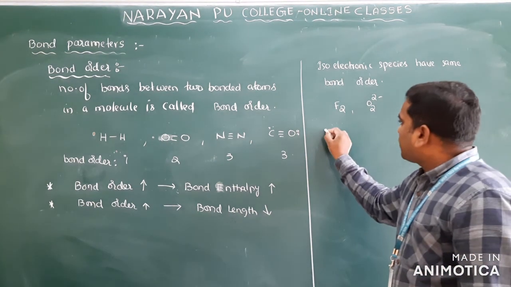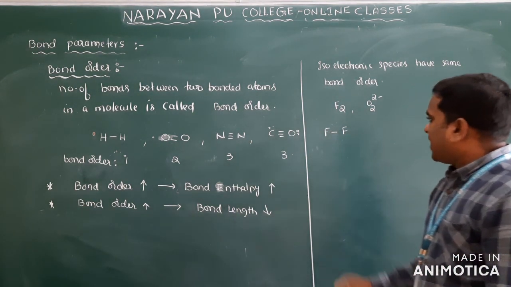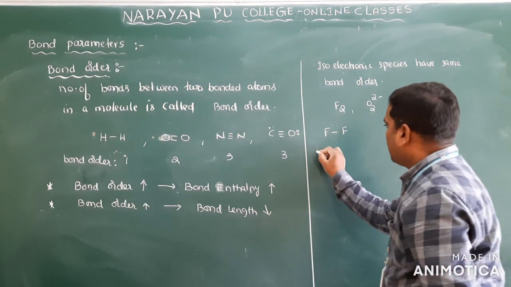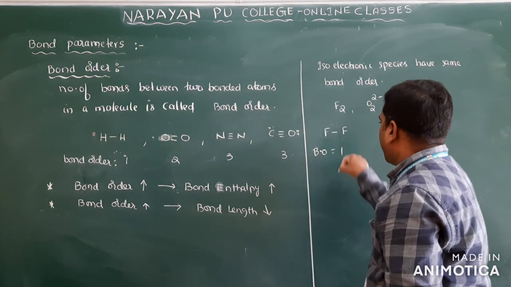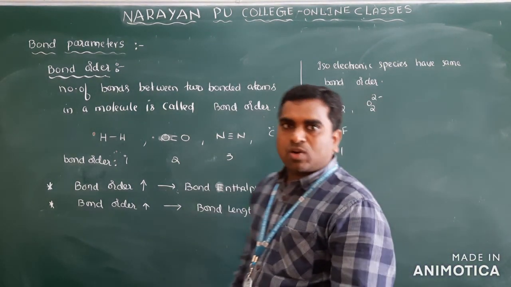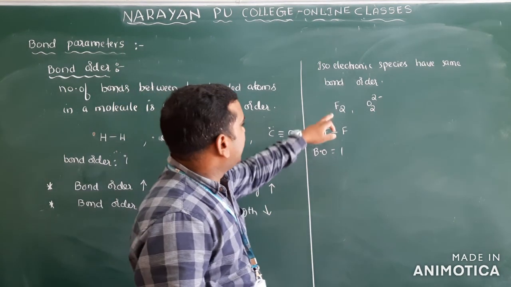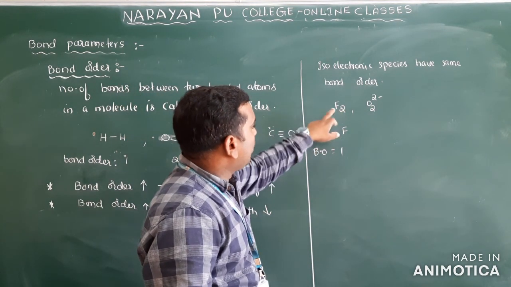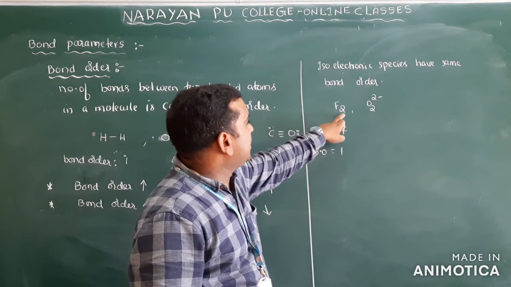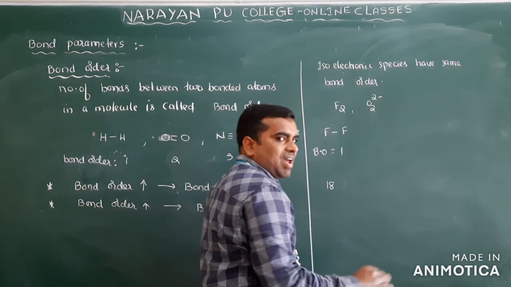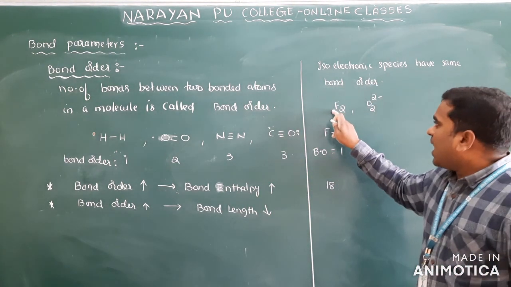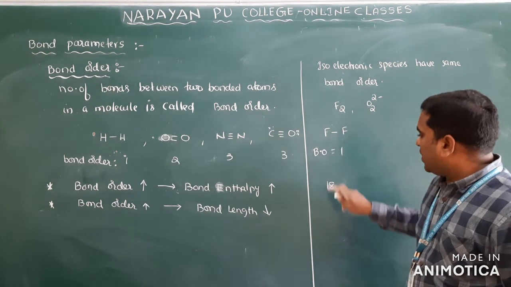You know, F2 we can write as F and F. You can simply say, yes, one bond is there, so the bond order is 1. But what about O2 2 minus? Here, how many electrons are there? I am not saying the valence electrons, I am saying all the electrons, since these are isoelectronic species. Fluorine has atomic number 9, so 2 fluorine, 18.